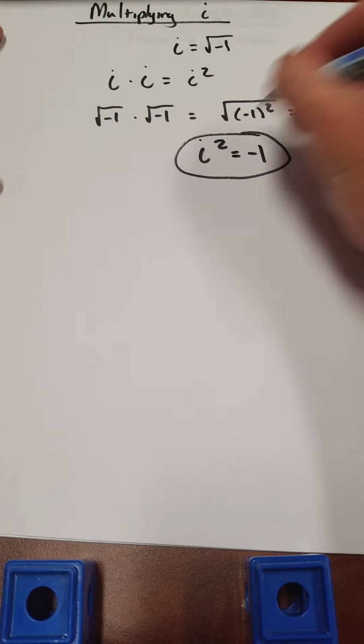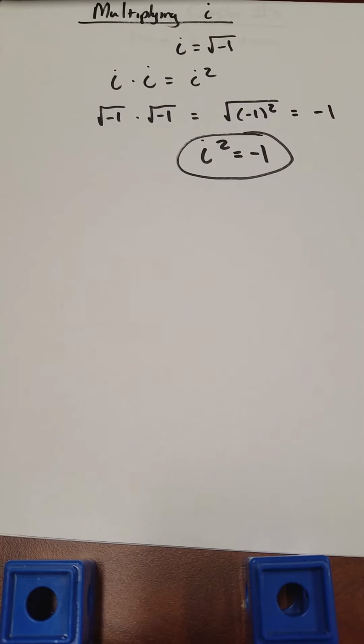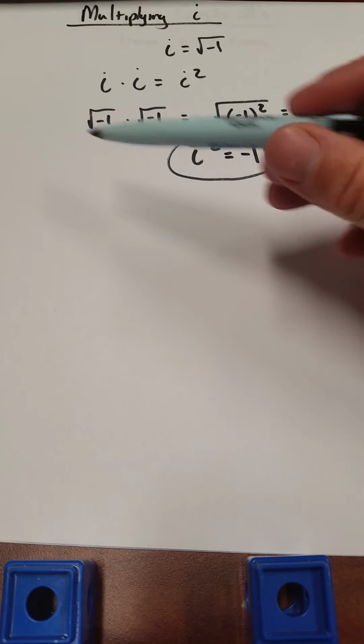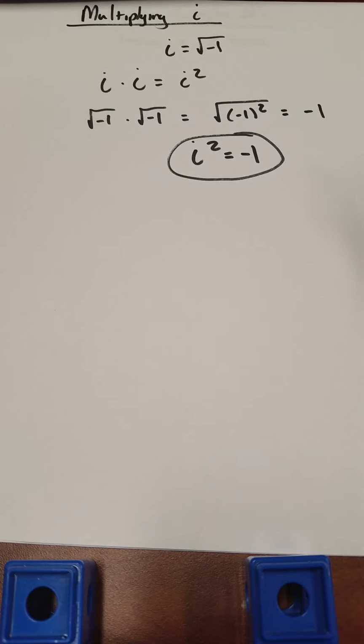That is going to be very, very important. Make sure you write it down somewhere. We're going to expand upon this in a little bit, but something very important is that i squared, or i times i, is equivalent to negative 1. And this is kind of the reasoning behind it.